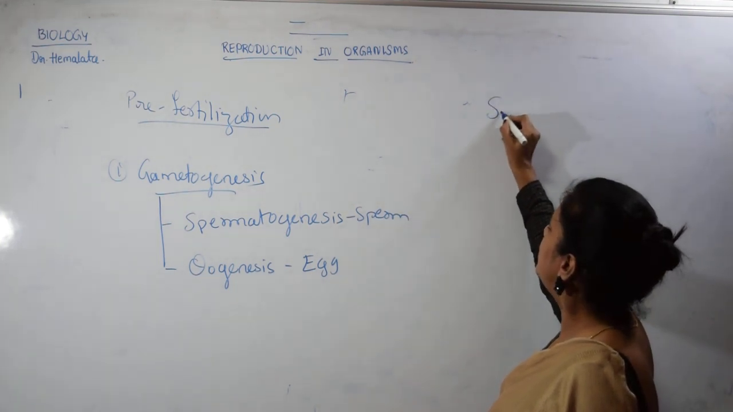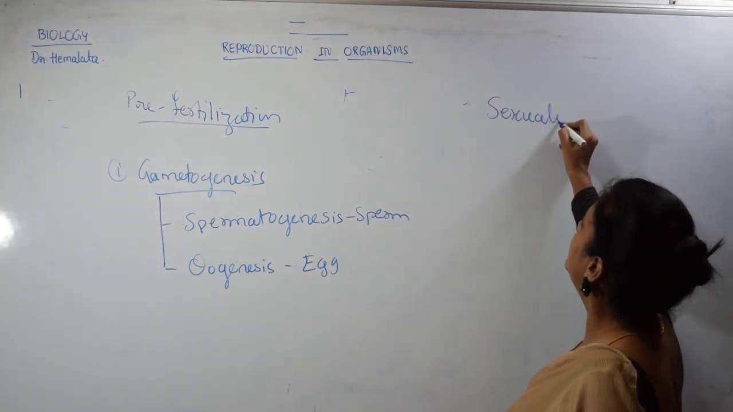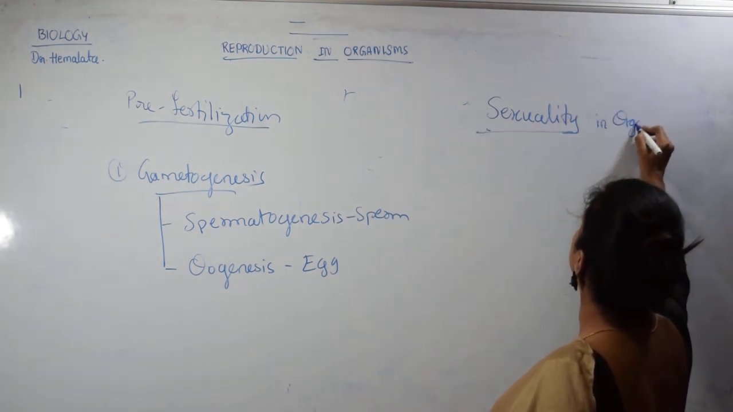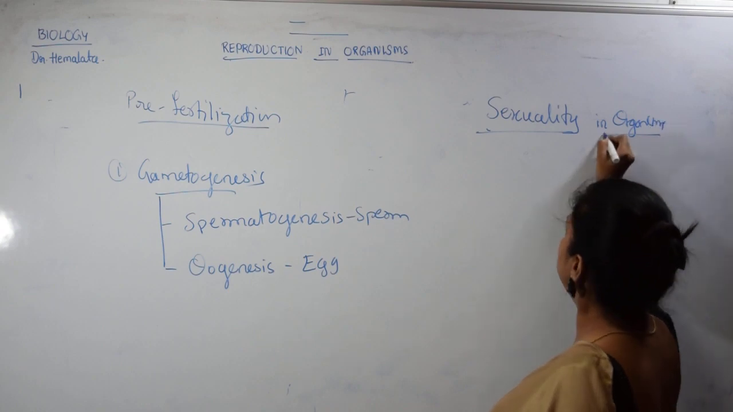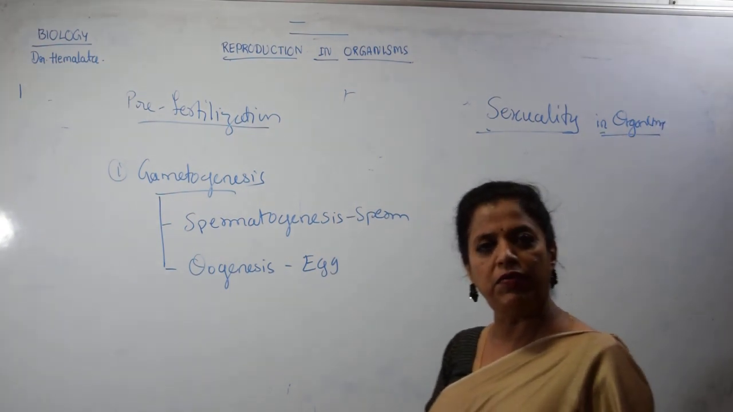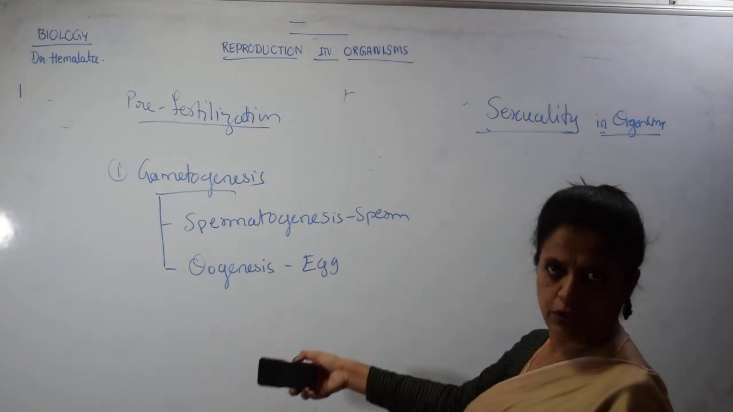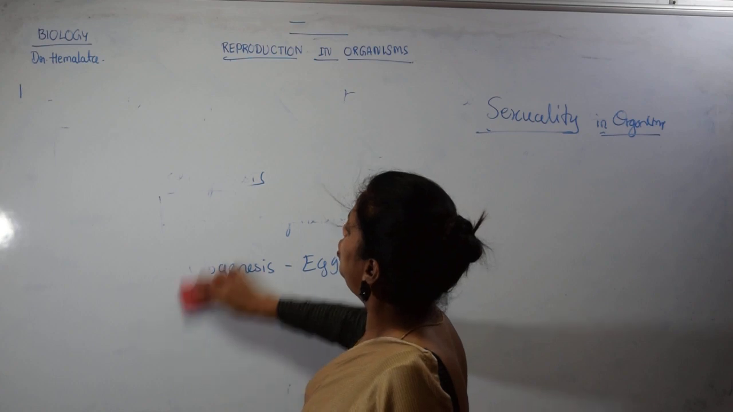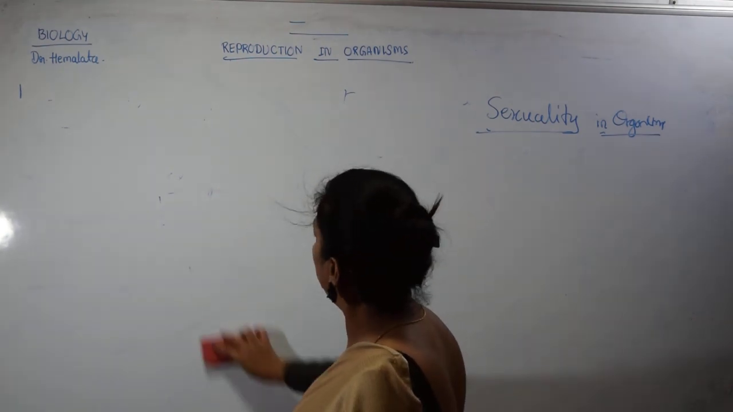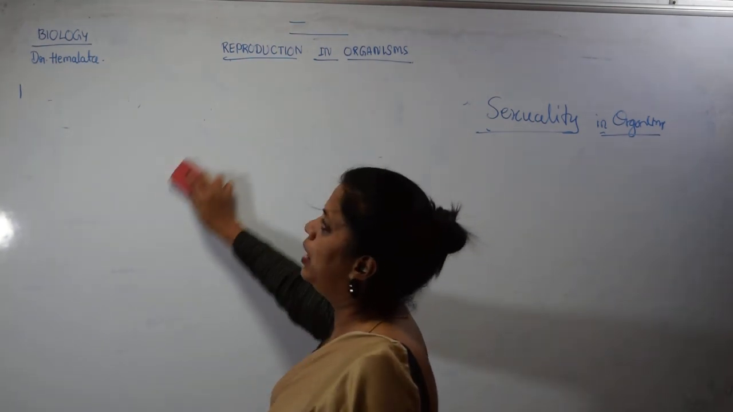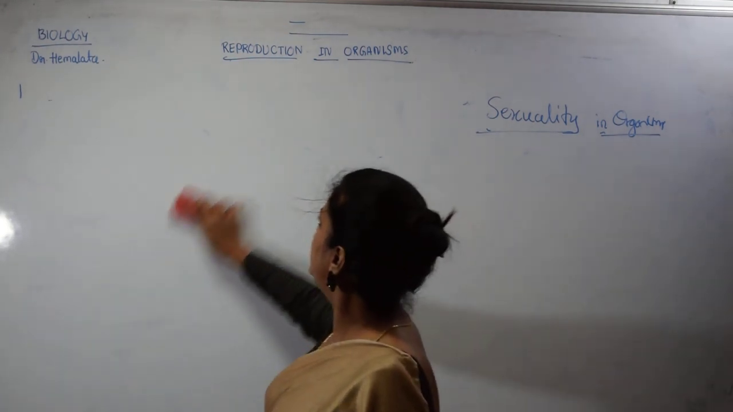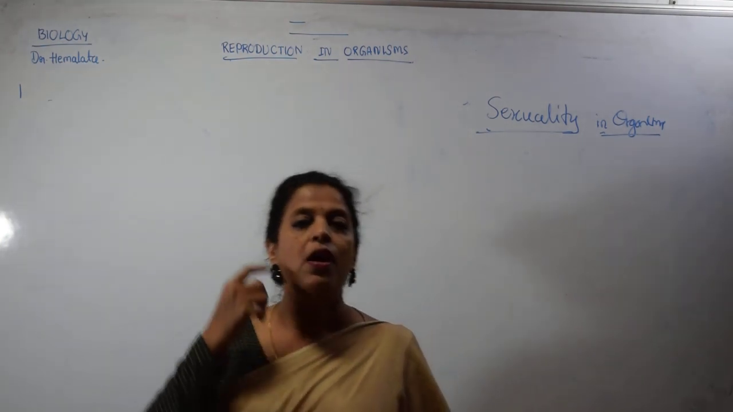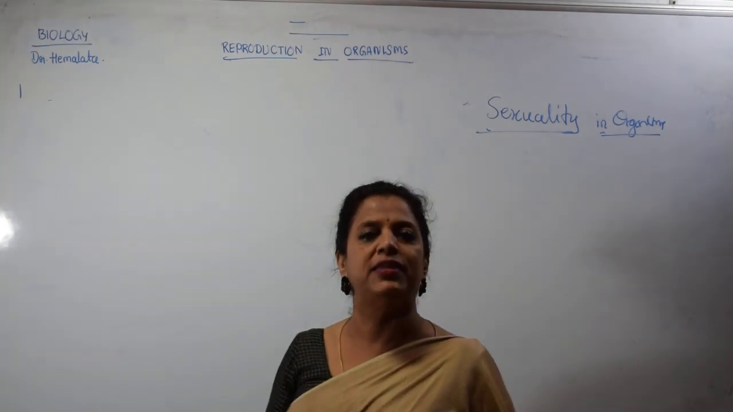So what is about the sexuality in organisms? Let me first restrict myself to plants, then we go to the animals. So this you understood. Let's now move on to the sexuality in organisms. You know the plants, like hibiscus. Whenever I say one plant, you imagine a hibiscus plant, right? Or you imagine a brassica plant.